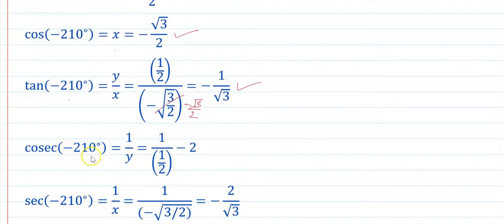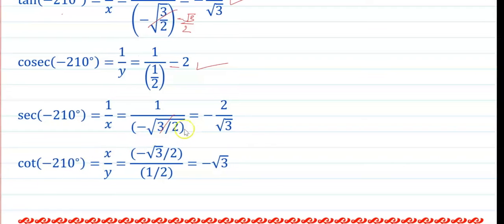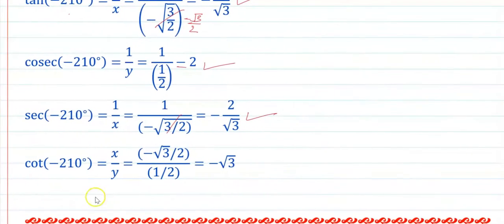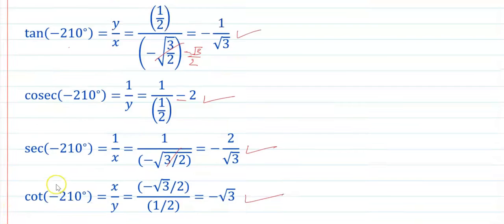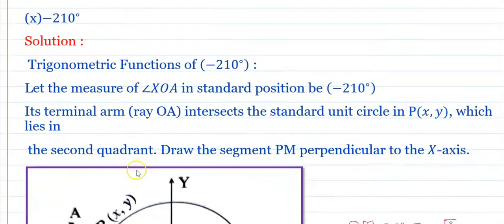Cosec of minus 210 equals 1 upon y. Y is 1 upon 2, and its reciprocal is 2. Sec of minus 210 equals 1 upon x, that is 1 upon minus root 3 by 2, and its reciprocal is minus 2 by root 3. Cot of minus 210 is x upon y, that is minus root 3 by 2 upon 1 upon 2. The 2 gets cancelled, and hence you will get cot of minus 210 equals minus root 3. In this way we have the values for the angle minus 210.